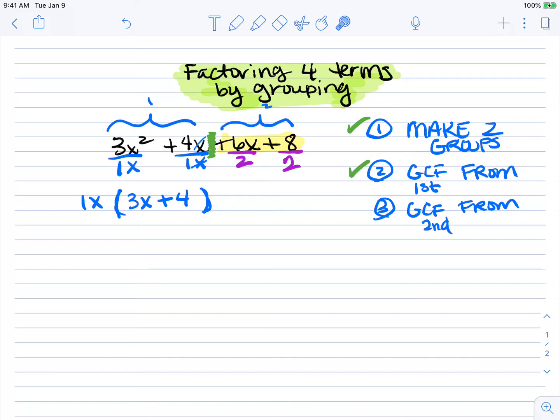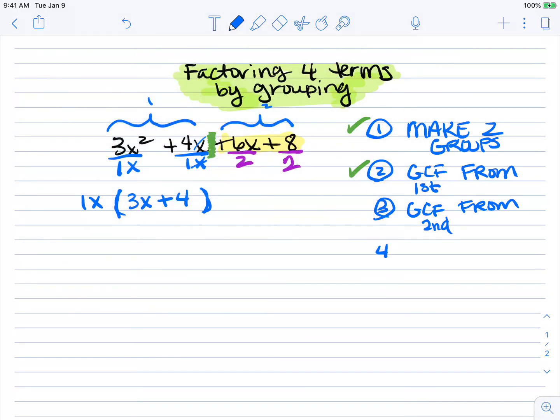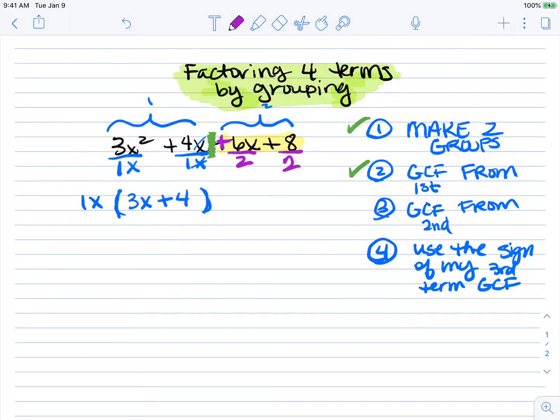I'm going to also write down my fourth step here. My fourth step is that I need to use the sign of my third term in my greatest common factor. So the sign of my third term is positive. So when I'm doing my greatest common factor here, I'm going to pull out this positive 2. So these things sort of go together.